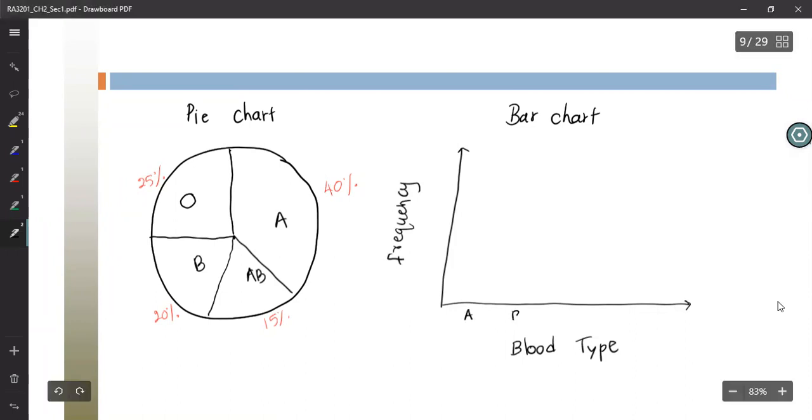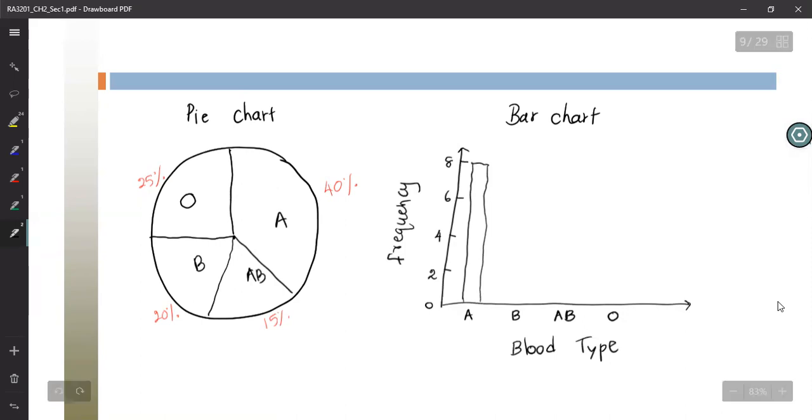A, B, A, B, O. What were the counts? 8, 4, 3, 5. So 8 is the highest. So try to draw approximate scale. 8 for A. Yes, so here's my bar for A.